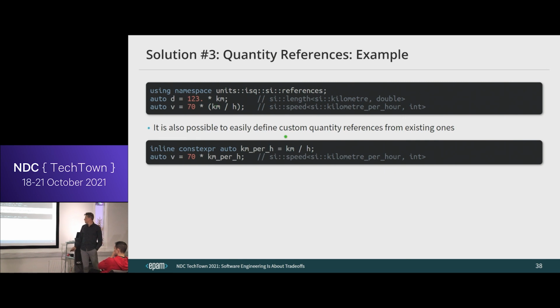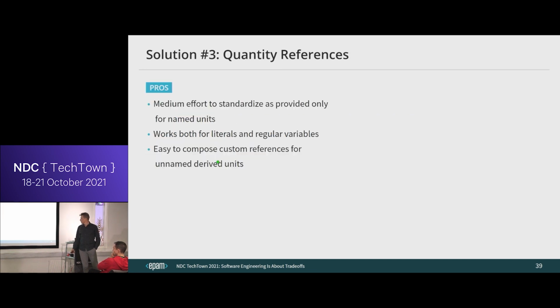It is also possible to define your custom quantity references easily. You just specify kilometer per hour, and then use it. And this is all you have to do to specify a new derived unit. Pros: medium effort to standardize because it's provided for named units only. There are fewer named units than all of the units in SI. There are only like meters, seconds, and maybe prefixed versions of those, mostly for the base quantities and some derived ones like joule, watt, but others are just derived from those.